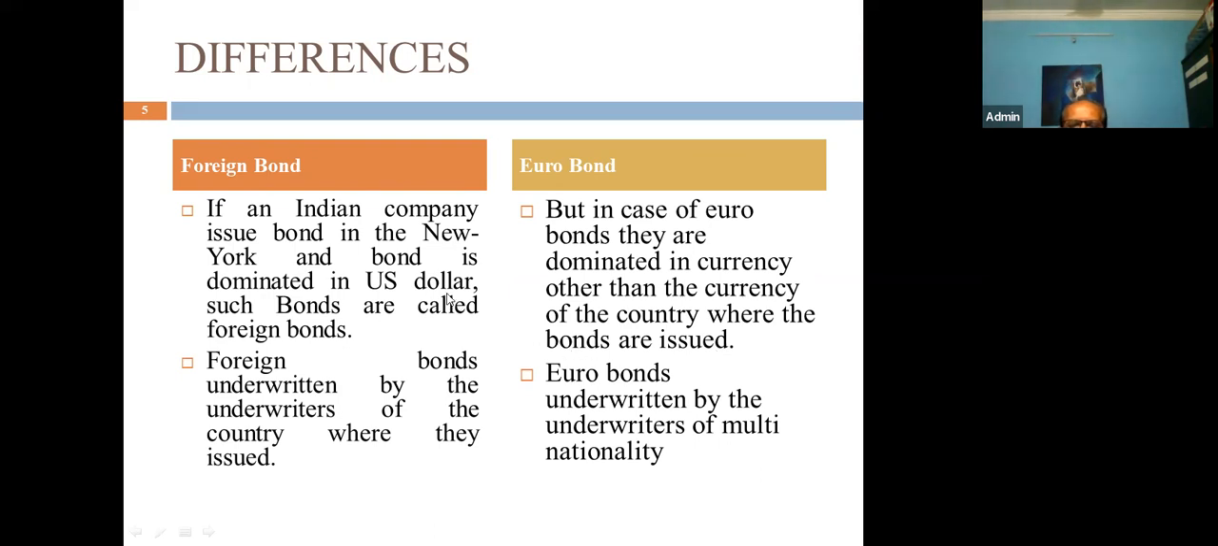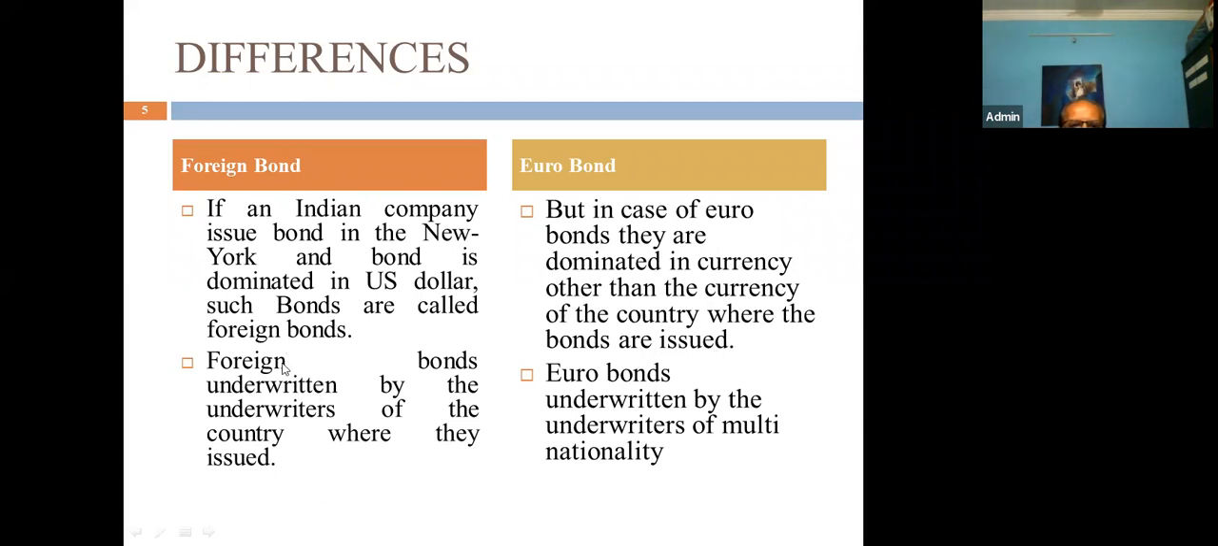Now suppose bonds are issued in New York and the company belongs to, say, Japan, so their bond will be in yen. Even if they are issued in America, it will be issued in yen because it is a Japanese company. Even if they are issued in Germany, still the currency will be yen because it is a Japanese company. The bonds are issued from Japan, so Japanese currency will be recognized.